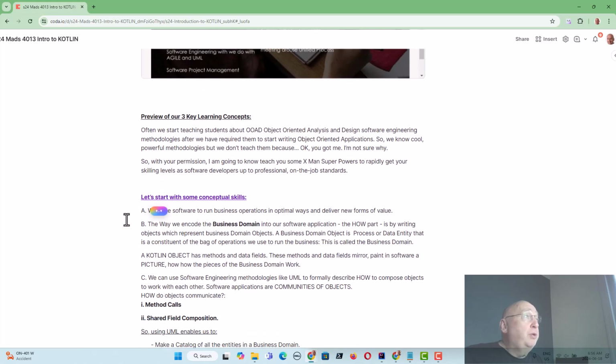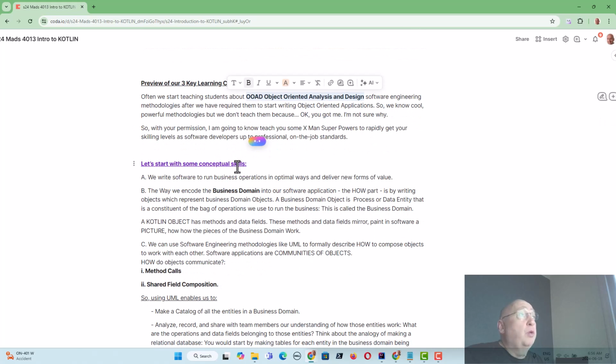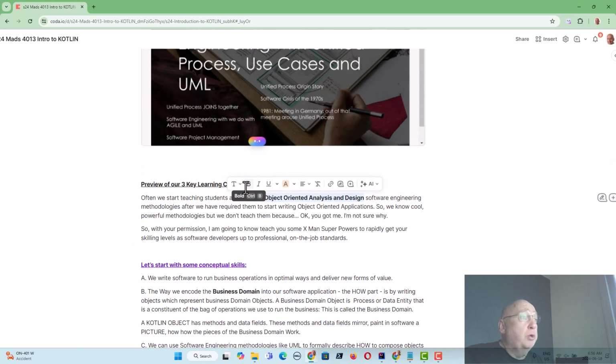So, preview of our 3 key learning concepts. Often we start teaching students about object-oriented analysis and design, software engineering, after we've required them to start writing object-oriented code. So in other words, the standard practice is we require you to write object-oriented applications, but we don't really teach you how to do that properly. So with your permission, I'm going to give you some X-Man superpowers now to rapidly get your skilling levels up as software developers to the level we are expected to deliver at work.